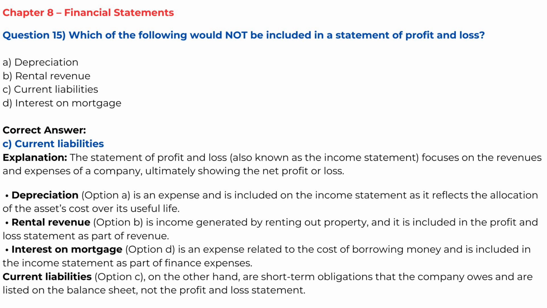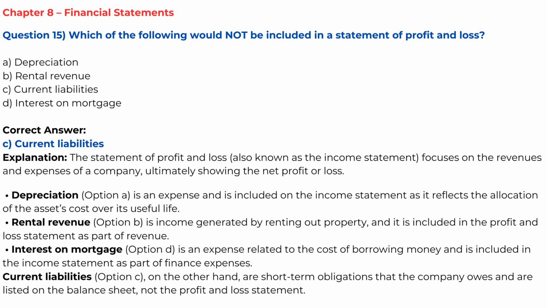Depreciation, option A, is an expense and is included on the income statement as it reflects the allocation of the asset's cost over its useful life. Rental revenue, option B, is income generated by renting out property, and it is included in the profit and loss statement as part of revenue. Interest on mortgage, option D, is an expense related to the cost of borrowing money and is included in the income statement as part of finance expenses.